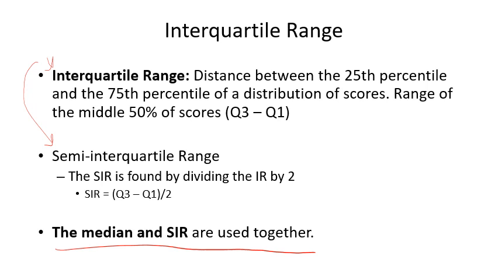So the interquartile range is going to be the difference between the 75th percentile, the third quartile, and the 25th percentile, the first quartile. So all it's going to be is the middle 50% of scores. So just like the median cuts off all of the scores outside of that centralmost score, the interquartile range cuts out all scores outside of the middle 50% of scores. And to get the semi-interquartile range, you just take that and divide by 2.